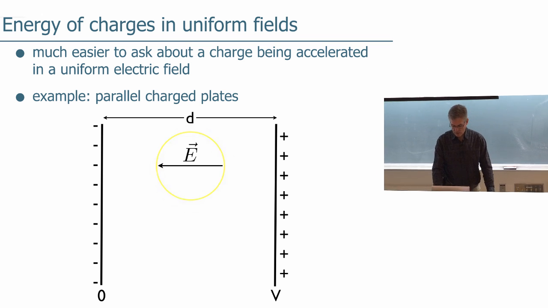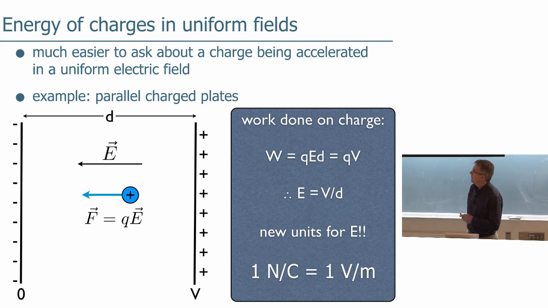And now we bring in our test charge. And the test charge is going to go from the positive plate all the way to the negative plate. This is a much easier thing to calculate because the force is constant. Since the electric field is constant, the force is the same as it goes all the way. It still accelerates as it goes across and gains kinetic energy. But the work done by the electric field on the charge is the charge times the electric field times the distance. Force times distance.